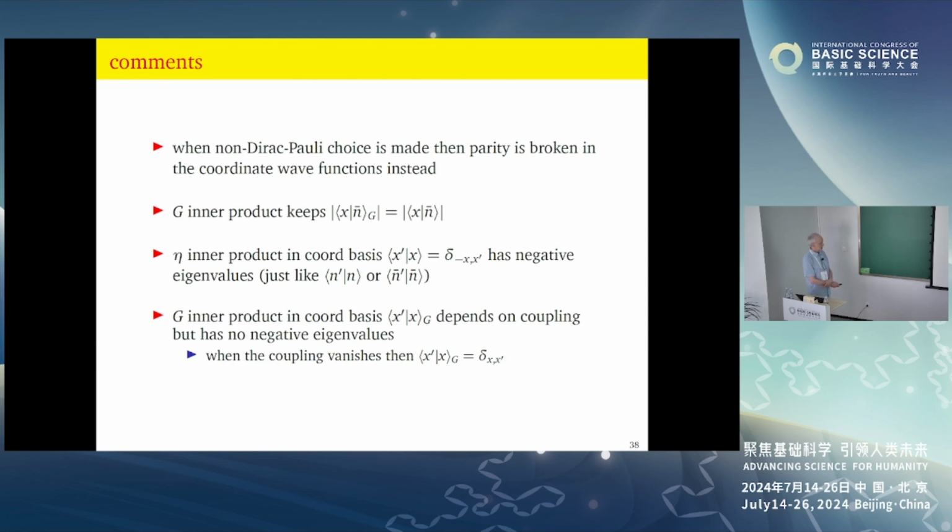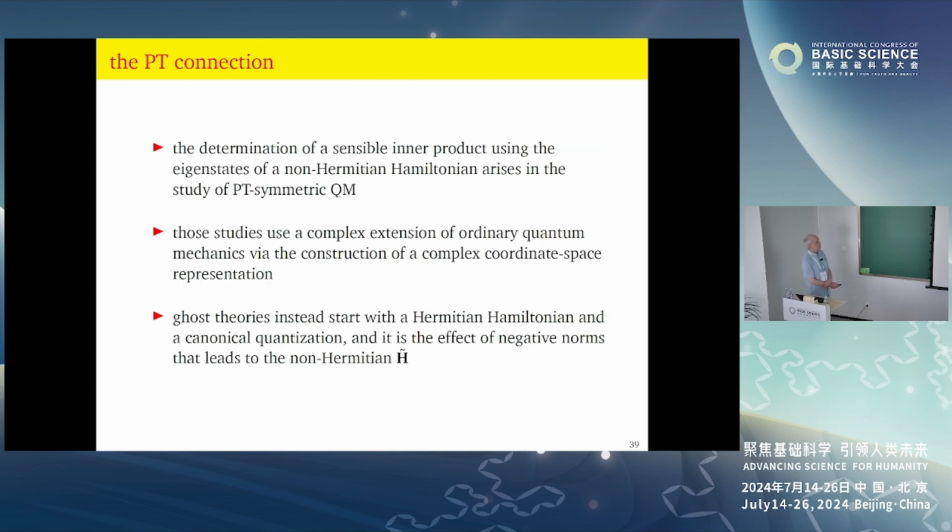If we consider this x prime x inner product with the G inner product, again, that depends on the coupling, but whatever it is, it does not have negative eigenvalues, as expected, because G is positive definite. And it's only when the coupling vanishes that you finally go over to the standard looking result, which is just the delta xx prime. Okay, so that's the first of the three topics I wanted to get through.